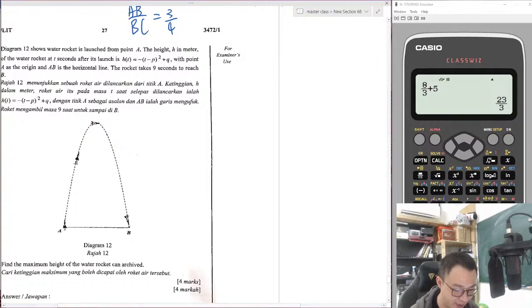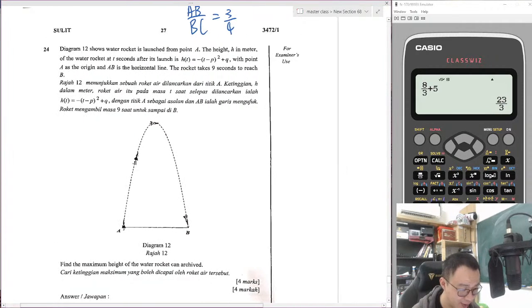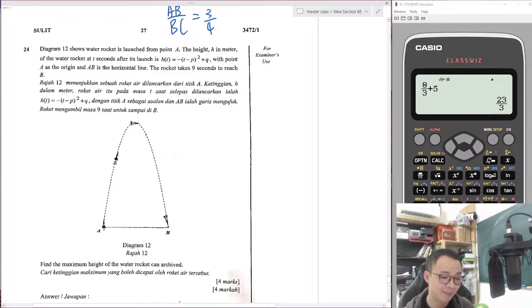Alright, last few please. Okay, what is this question about? Question 24, complete the square. It's sort of a HOTS question, this one. It's not super hard, but yeah, it's not easy either. Okay, so right now, diagram 12 shows a water rocket launched from point A. The height in meters of the rocket t seconds after it is launched forms a quadratic equation. With point A as the origin.